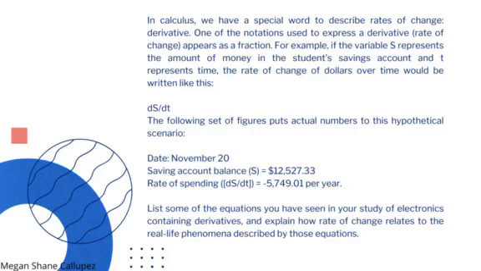In calculus, we have a special word to describe rates of change: derivative. One of the notations used to express a derivative, or rate of change, appears as a fraction. For example, if the variable s represents the amount of money in the student's savings account and t represents time, the rate of change of dollars over time would be written like this: ds over dt.